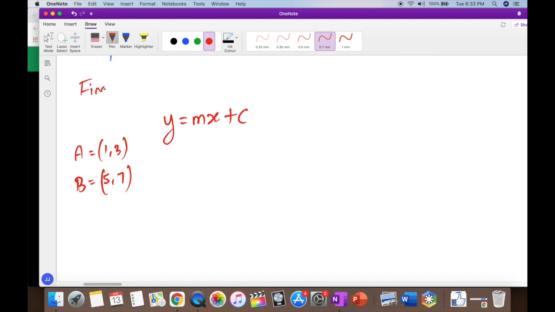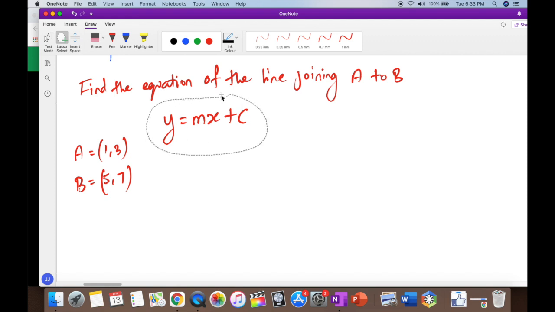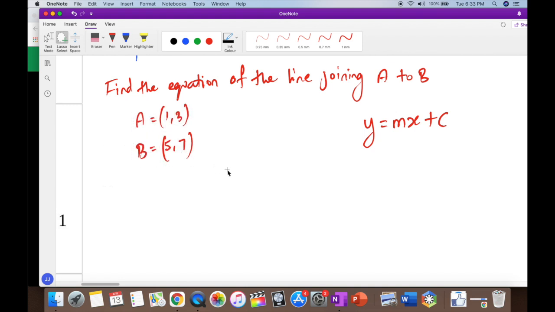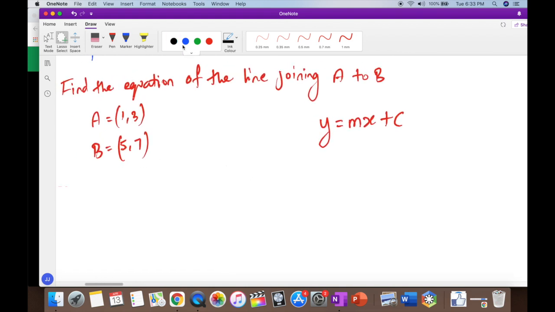Find the equation of the line joining A to B. Remember, this is all we know: y = mx + c is the general equation of every line. So the first thing we have to do is find m and find c.